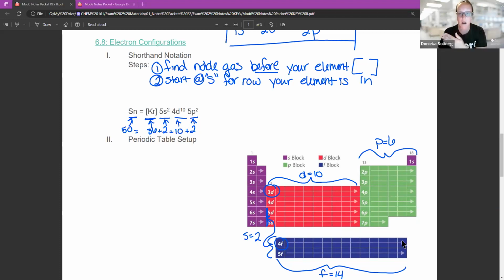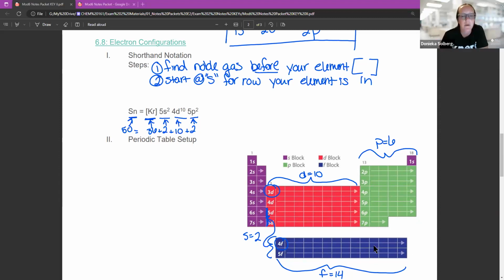It has 14 columns, so it holds 14 electrons. These 2 rows actually go right in here between the S and the D. We just pull them out to make the periodic table fit better onto one page of paper. So the order would be 5S, and then 4D, 10, 5P, 6, 6S, 2, and then 4F, 14, and then 5D, then 6P, then 7S, then 5F, then 6D, then 7P. And those are all of the shells.